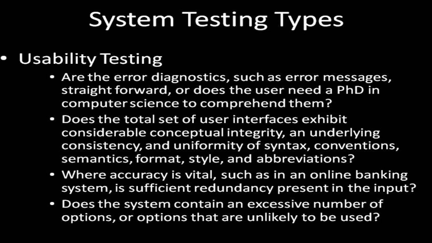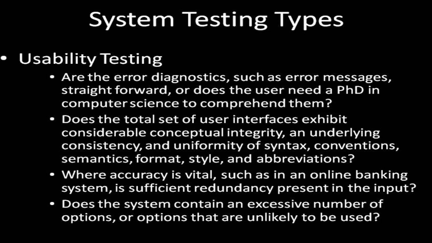4. Does the total set of user interfaces exhibit considerable conceptual integrity and underlying consistency and uniformity of syntax, conventions, semantics, format, style, and abbreviations? 5. Where accuracy is vital, such as in an online banking system, is sufficient redundancy present in the input? For example, such a system should ask for an account number, a customer name, and a PIN, personal identification number, to verify that the proper person is accessing account information.